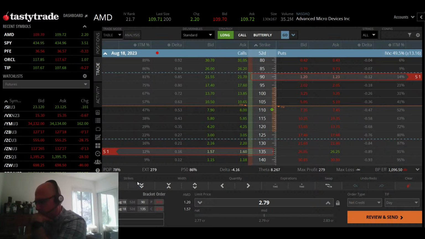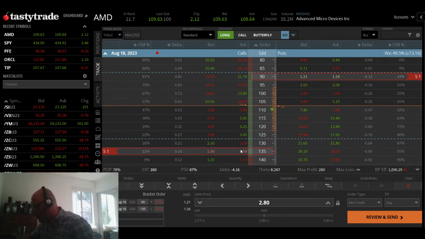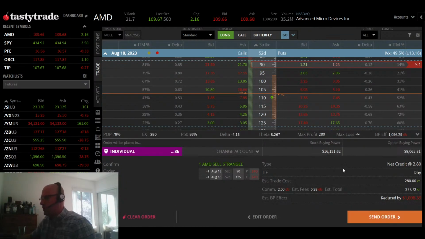In this case, because AMD I know moves a lot, I think I will prefer to go for the wider strangle. So, I mean, yeah, I'm going to default to the wider strangle. So I'm bringing in 280 credit if I get filled at the mid price. So I'm just going to route this trade.